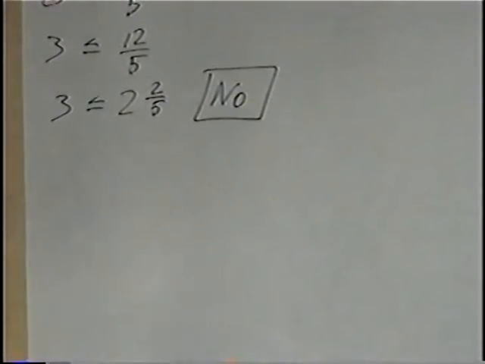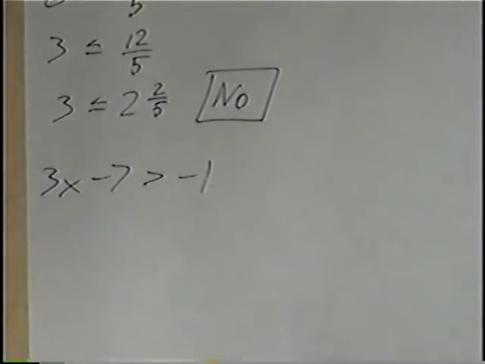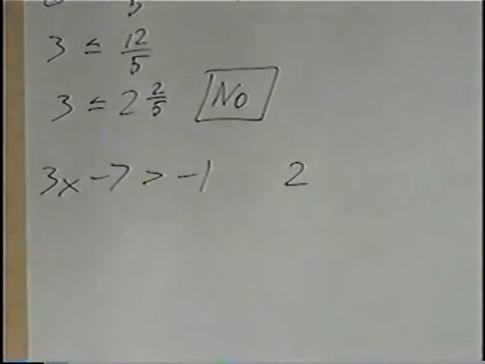Last problem for the section. 3x minus 7 is greater than -1. And the number for this problem is 2.